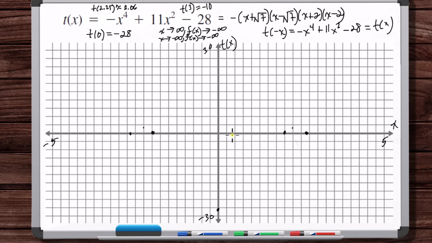Okay. 1, 2, 3, 4. Right there. Okay, so let's see. Okay, like that. As x goes to positive and negative infinity, the function goes to negative infinity.